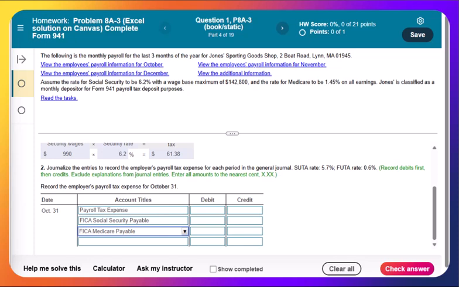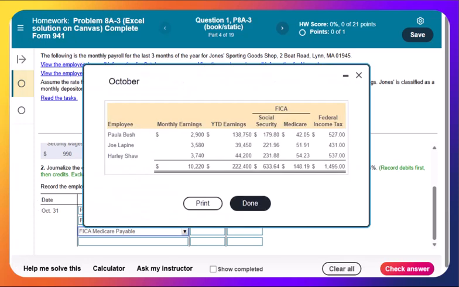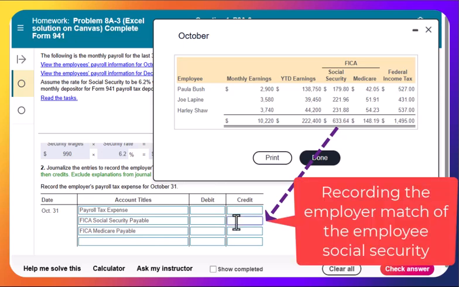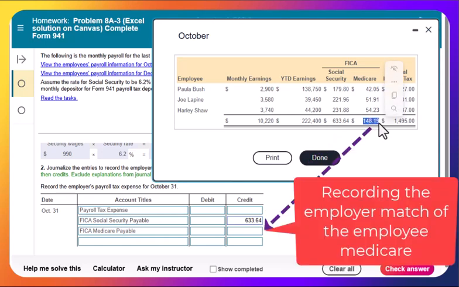So to find the amounts, we have to go back up here and open up our table. Notice it says we're doing October right now, so we have to open the October payroll table. So we have to look up here in October, and so for the Social Security, the employees paid a total of $633.64. So we can go ahead and copy that over. Now remember, the employer has to match that. So since Social Security payable is increasing, remember payables increase with a credit. And then we also need the Medicare, which is also increasing with a credit here. So we can go ahead and paste that over.